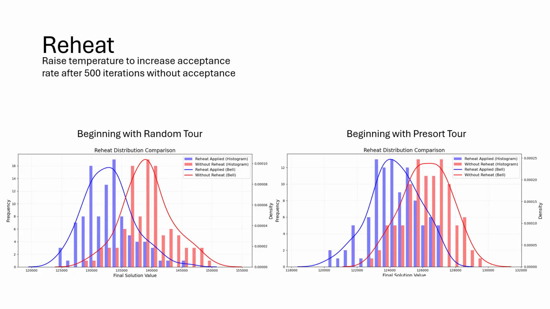Here's reheat, same idea. So raise the temperature to increase acceptance rate after 500 iterations without acceptance. And we could see that, again, there's a marked difference in these distributions, with the reheat applied being the better choice with a random or with a pre-sort tour.